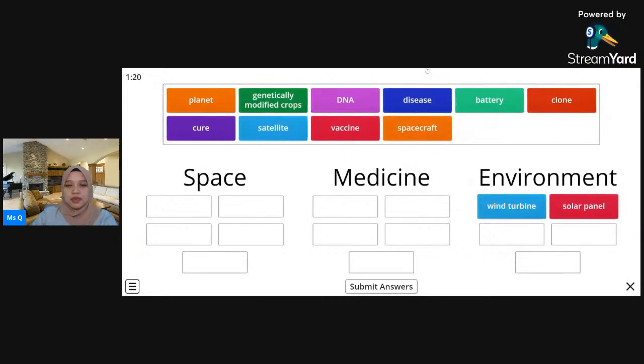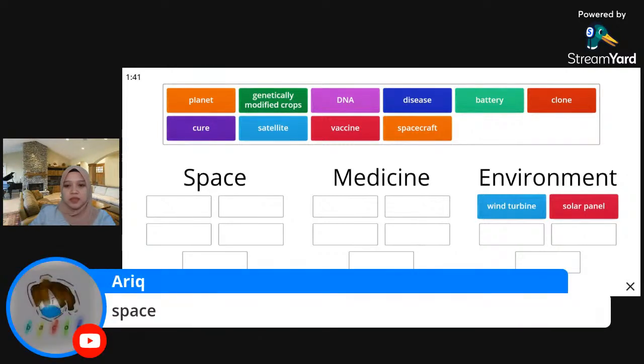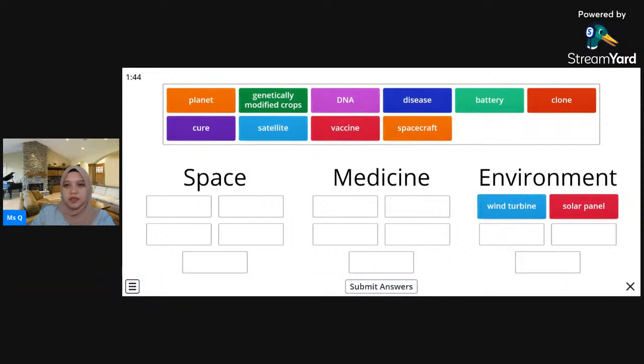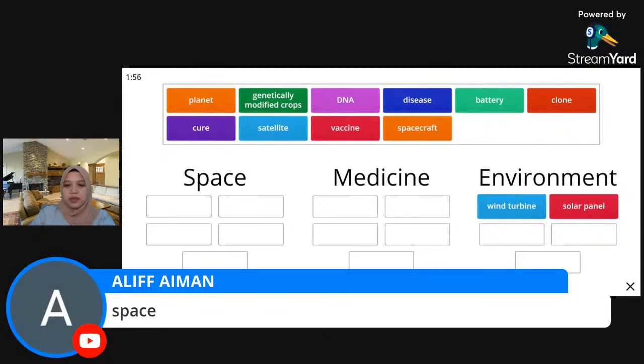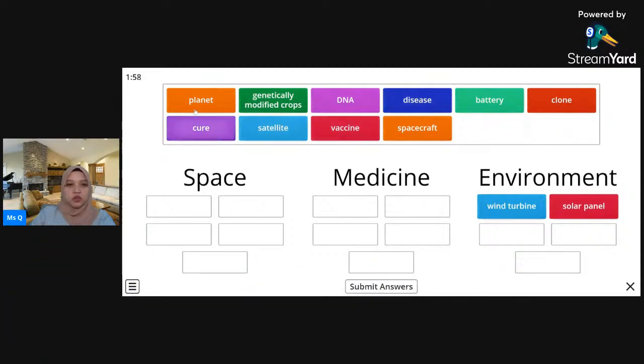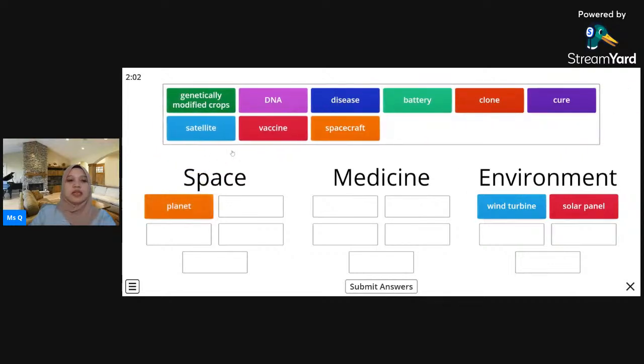How about planet? Where should the word planet go? Is it space, medicine, or environment? Okay, Mizan said space. Arik said space. Any other answers? All right, let's go with space because most of you answered space. Okay, planet belongs to space.